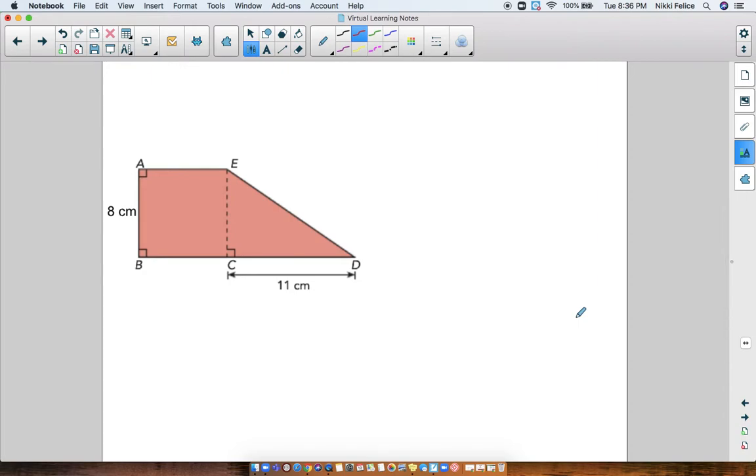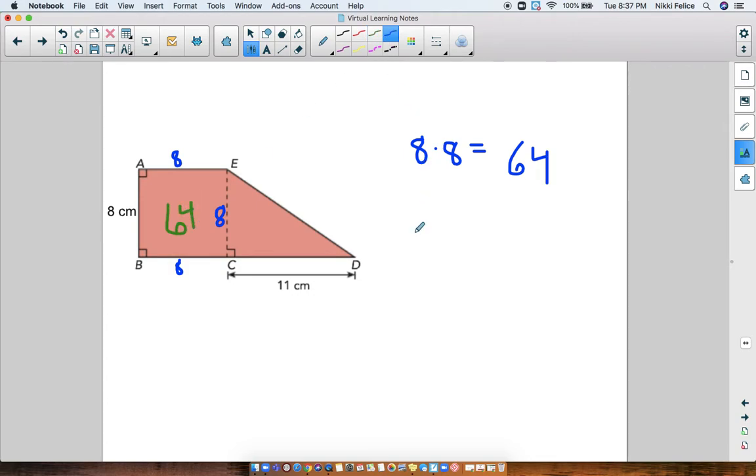So here's a composite figure, and technically this is a trapezoid. I could use the formula for the area of a trapezoid, but I'm not going to because I'm going to practice doing it this way. This right here is a square, which means that this side is also 8, and they're all 8. To find the area of a square, you do length times width. 8 times 8 is 64. So the area of the square is 64.